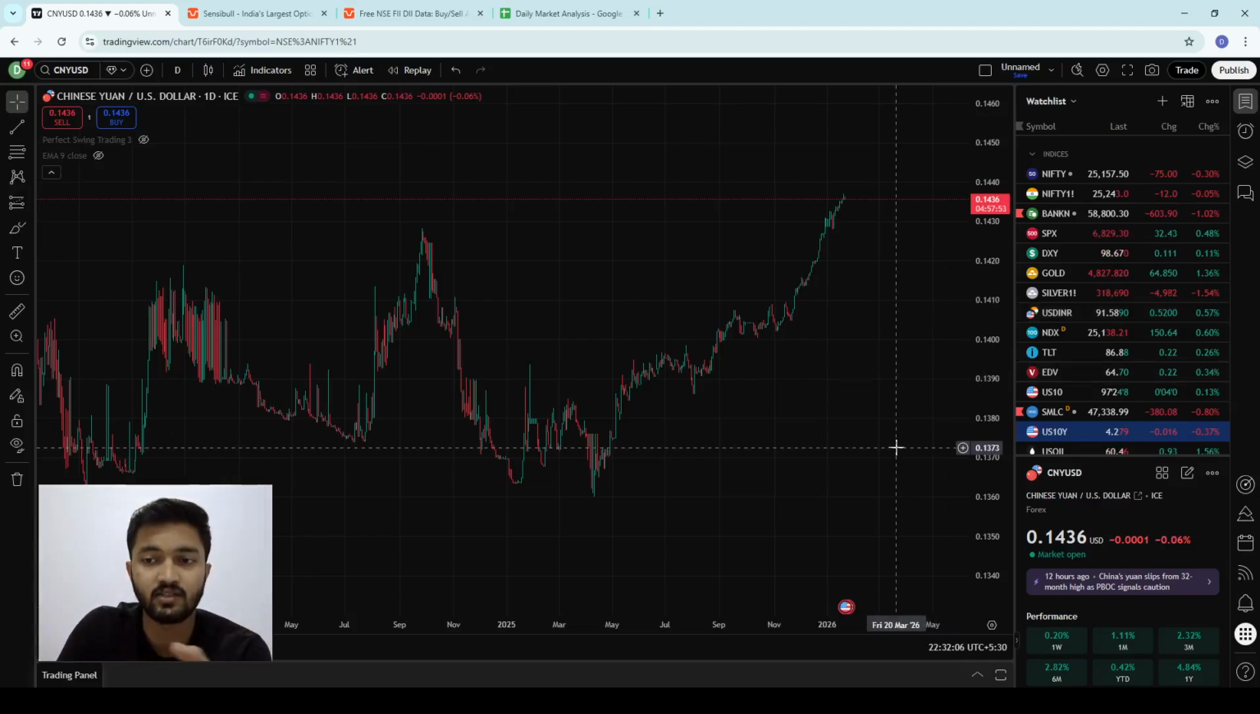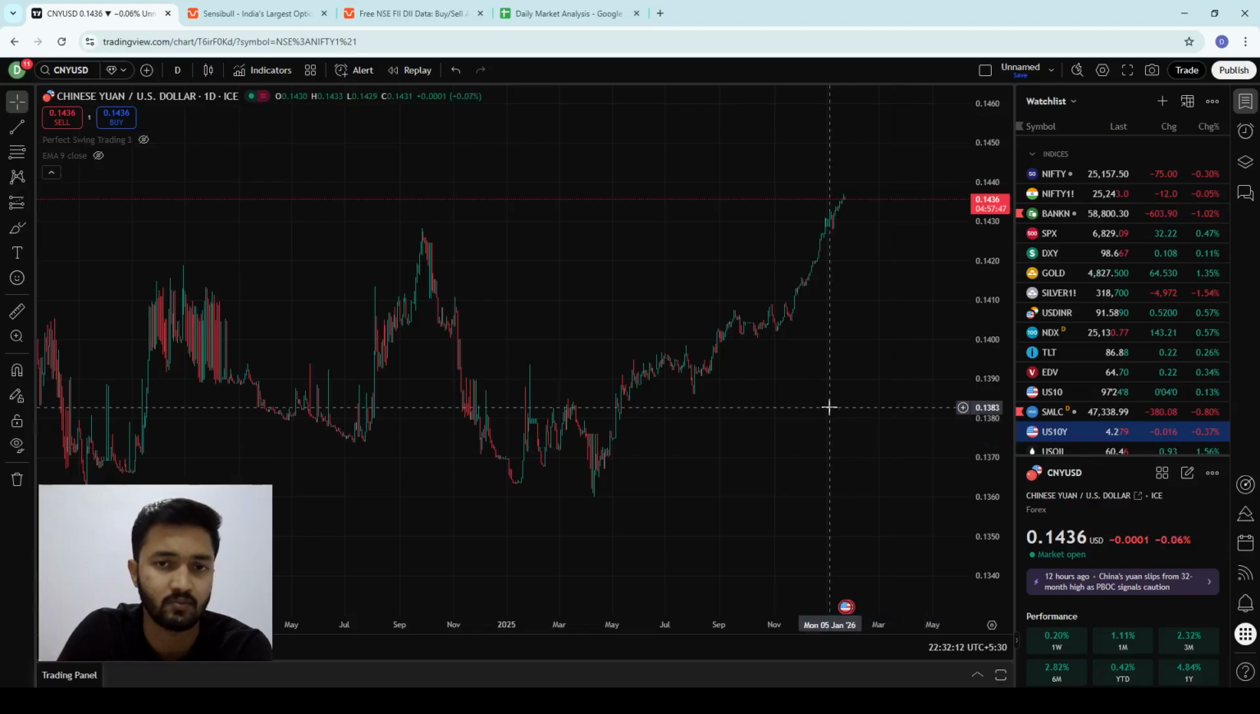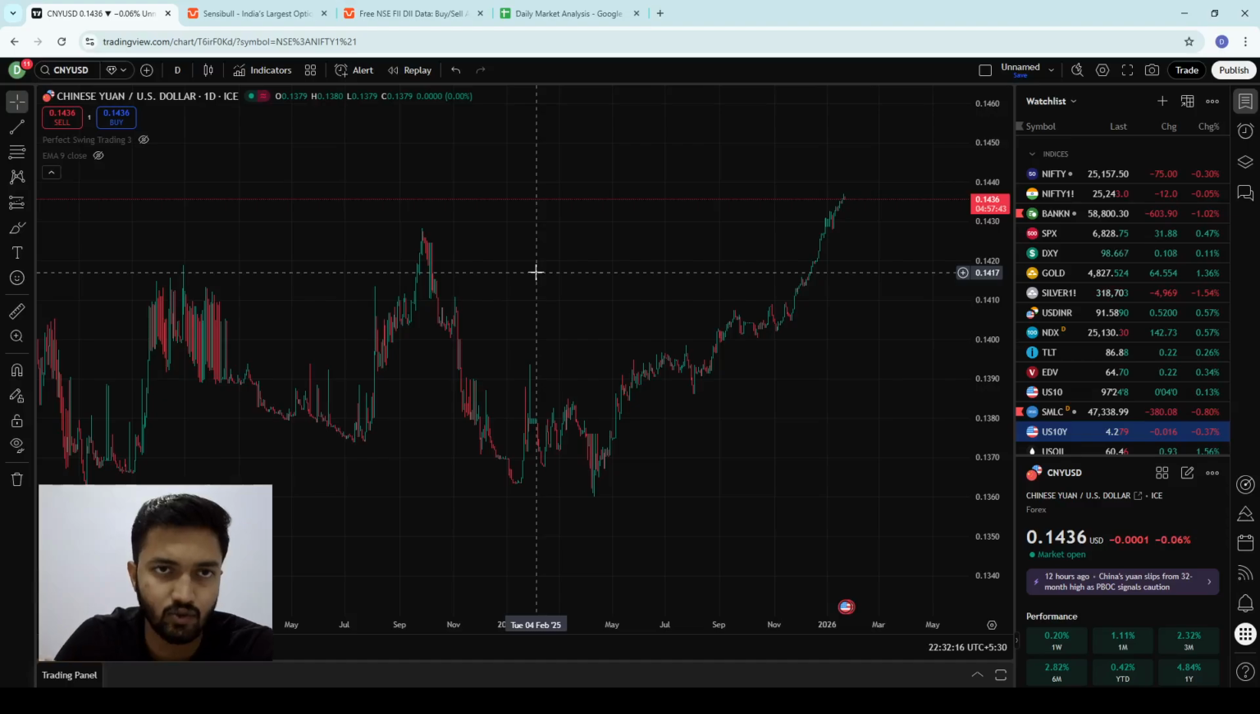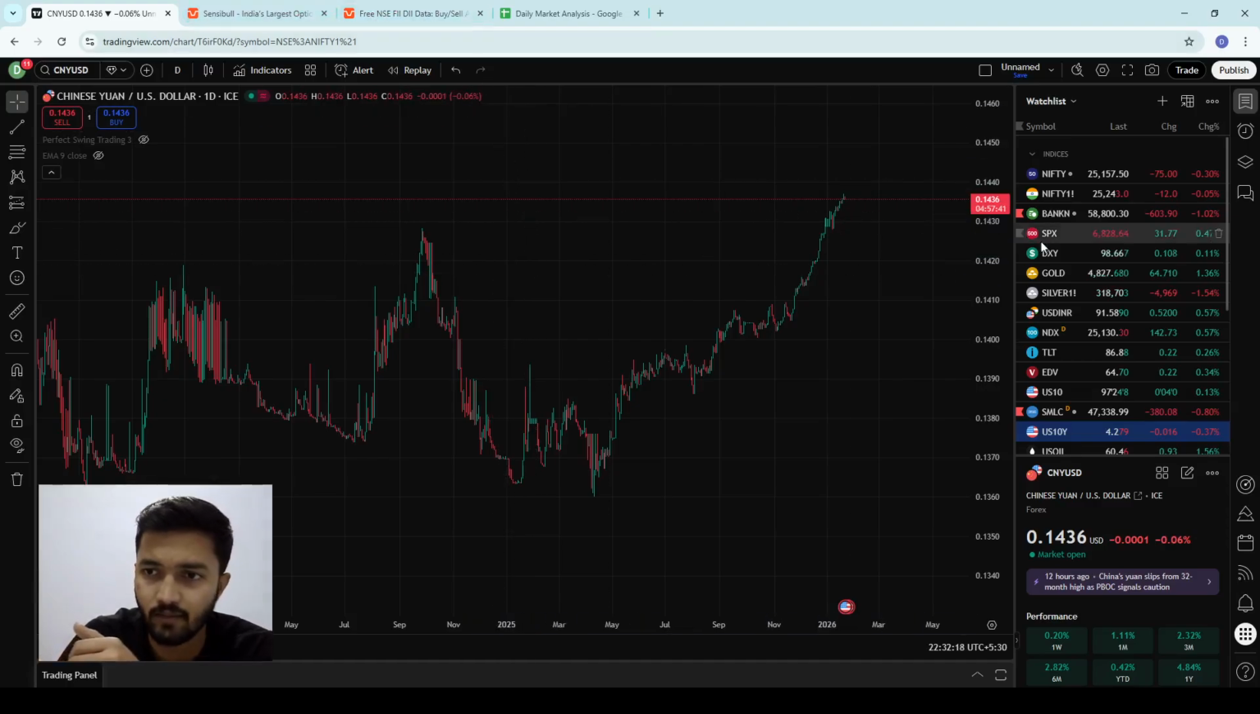So the Chinese yuan going up compared to all the currencies, I feel that will be the future. China has a much brighter future, to be very honest, if they don't do anything stupid for now. Yeah.